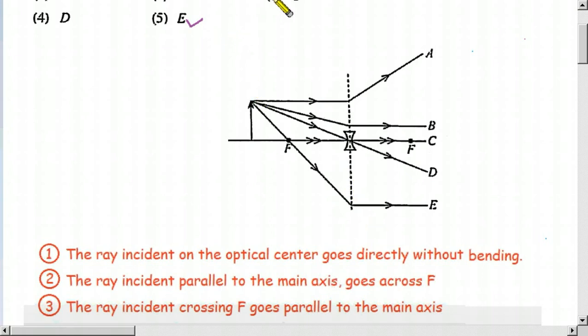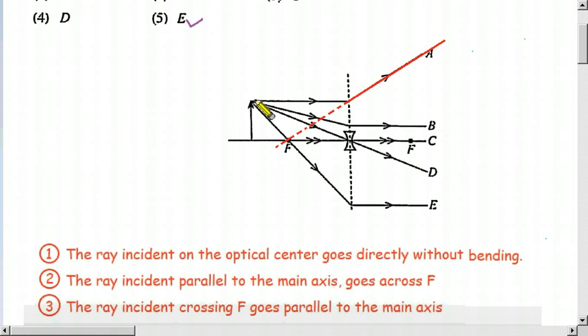First of all, you have to find out the top of the image. So this ray is leaving like this, so you have to extend it like this, so that it goes virtually across the point F, like this, with dash lines, because it is virtual. This part is real. So like that you have to draw it.